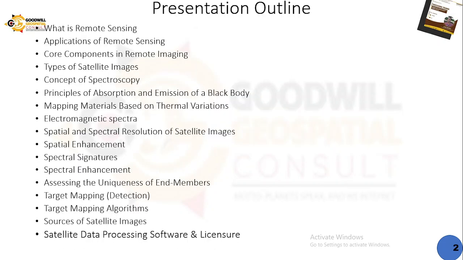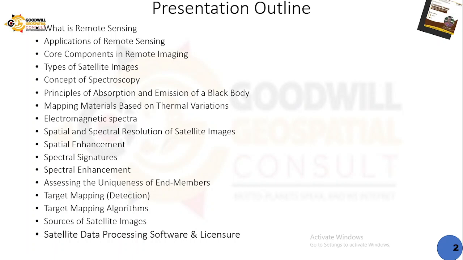This is the outline of the presentation. We're first going to focus on what we mean by remote sensing, the phrase remote sensing, from a layman's perspective. Secondly, we are also going to know the technicalities of what we mean by remote sensing. Then we head to the applications of remote sensing, the core component of remote imaging, the number of satellites, their applications, and their functionalities, and also the images they capture.